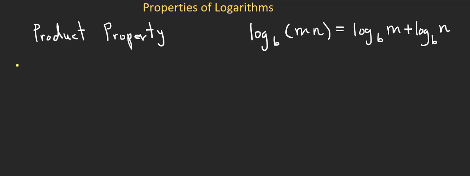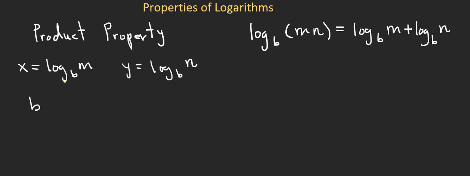So let x equal log base b of m, and let y equal log base b of n. Remember, we know how to change the log form to exponential form. What is the base? The base is b. What is the exponent? Logs are exponents. So b to the x will be equal to m. Changing this one to exponential form, b to the y is equal to n.